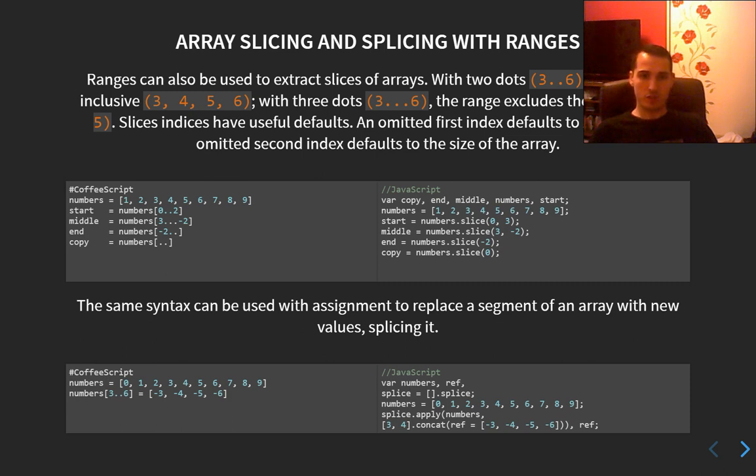Slice indices have useful defaults. An omitted first index defaults to 0 and an omitted second index defaults to the size of the array. The same syntax can be used with assignment to replace a segment of an array with new values, splicing it.